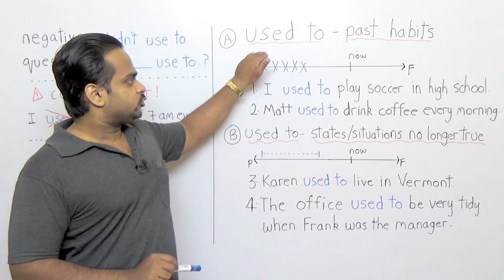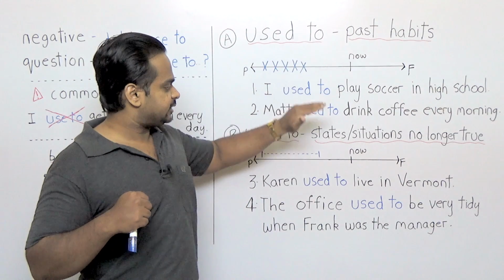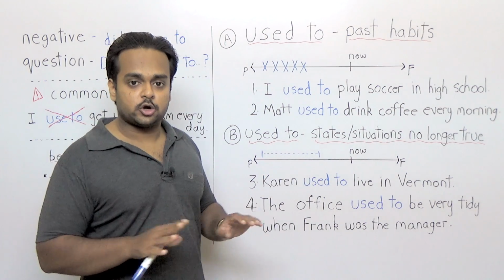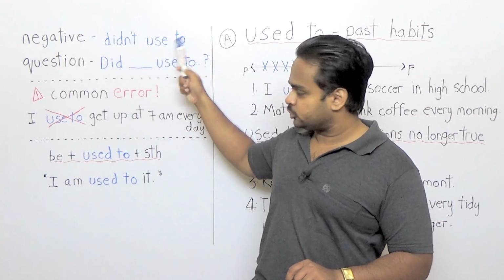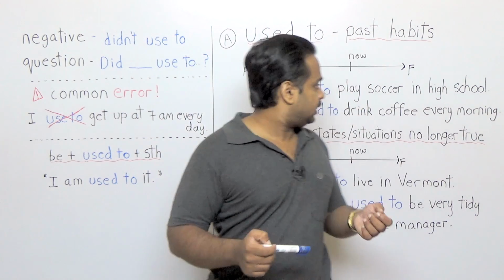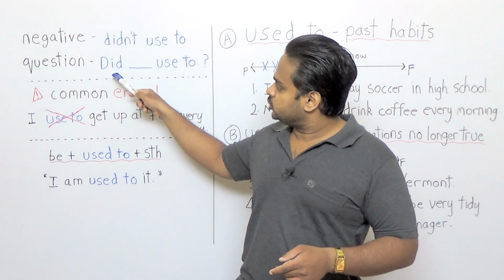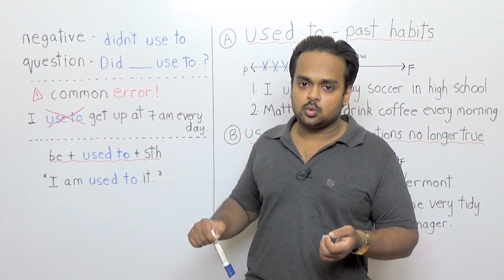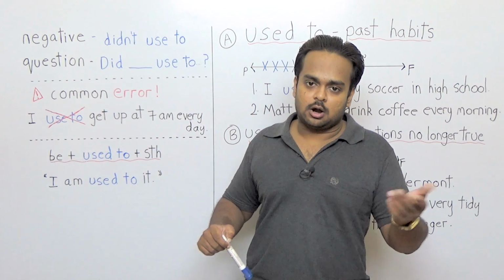All right, let's do a quick recap. We use used to talk about 2 things in the past. One is past habits, and the second is states or situations that were true in the past and that are no longer true. We make negative sentences by using didn't used to, or simply with the past simple negative. Okay? Like, I didn't play soccer in high school. We make questions with did and then the subject and used to. Okay? Or we can make questions with the past simple. Okay, so did you play soccer in high school?